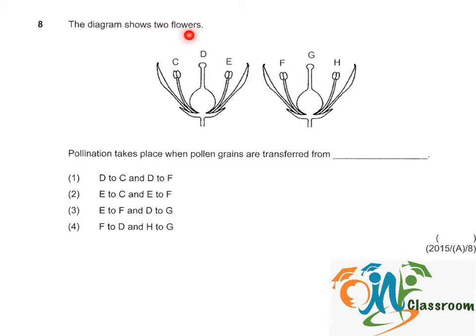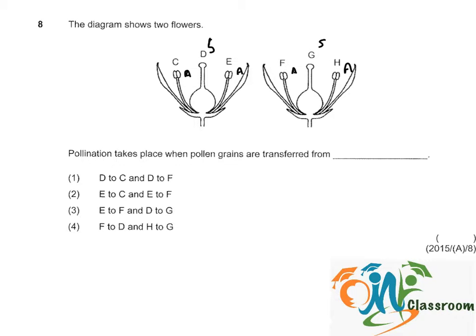Okay, the diagram shows two flowers. Okay, so now let's label the anther and the stigma. Okay, C, E, F and H are the anther, and D and G are the stigmas.